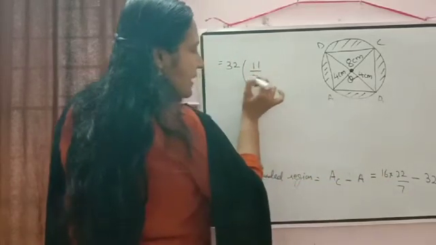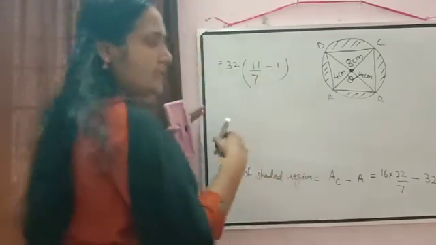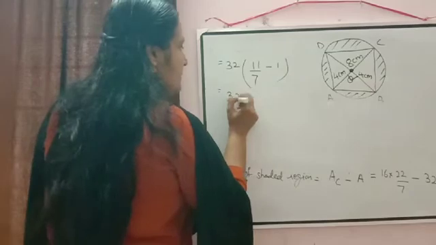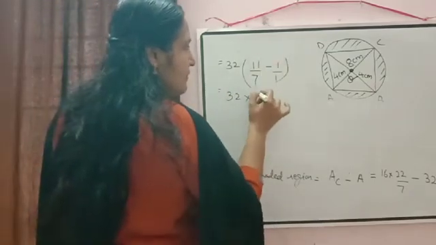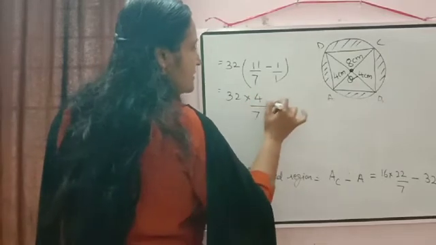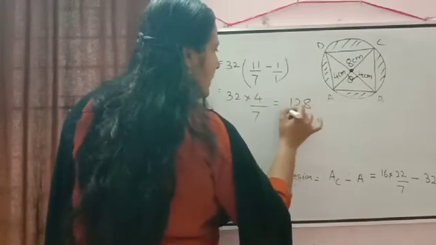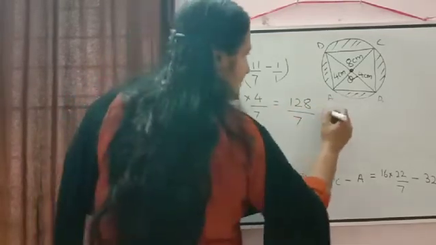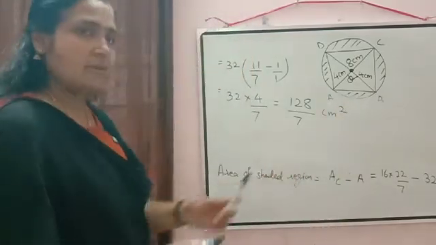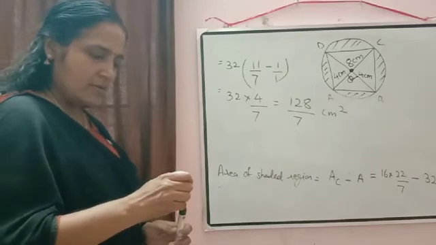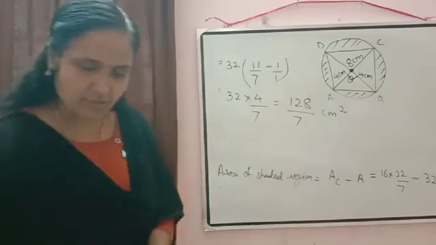So from here 32 taken common. What will come inside the bracket? 11 by 7 minus 1 will remain there. 32 taken common. So it will be equal to 32 into, do the cross multiplication, 11 minus 7 will be equal to 4 by 7. So it will be equal to 4 2s are 8, 4 3s are 12, 128 by 7 centimeter square. Conversion in decimal is not necessary. You can write your answer till here. So I think this question is clear to you. Okay. Now we'll check the next question.